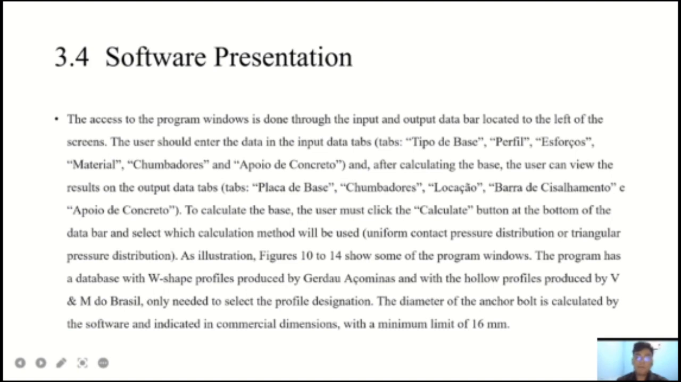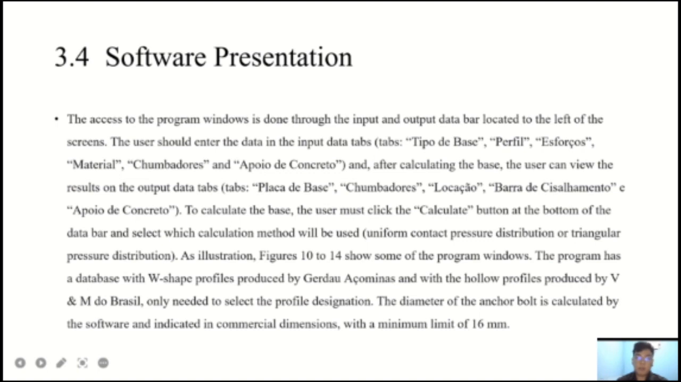To calculate the base, the user must click the Calculate button at the bottom of the data bar and select which calculation method will be used, uniform contact pressure distribution or triangular pressure distribution. As illustration, figures 10 to 14 show some of the program windows.